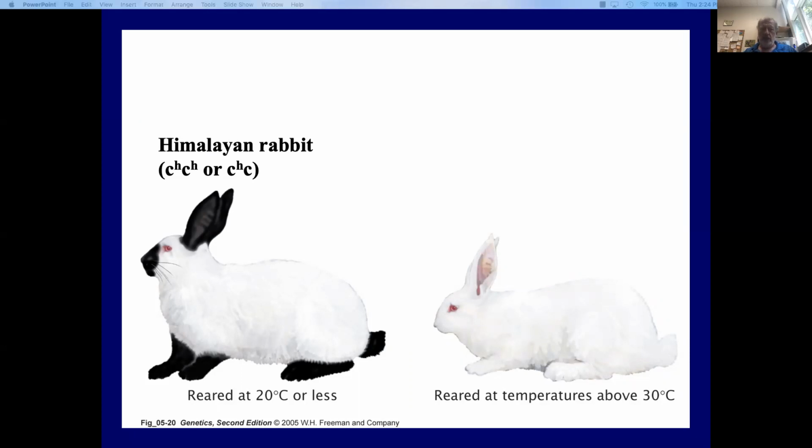They also say you can shave a patch of fur off the rabbit's back and tie an ice pack to it, and then the fur that grows back will be dark. So you'll have a rabbit with a dark spot on its back.